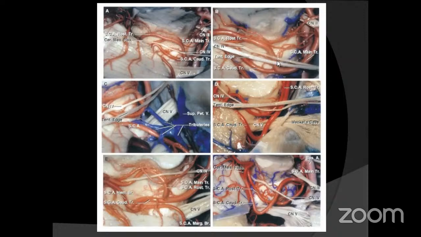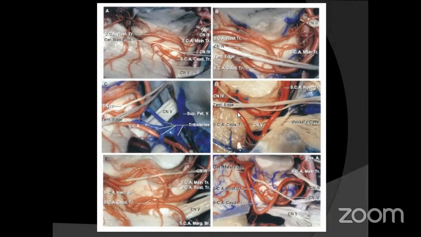Again, a similar diagram showing the association of the SCA, division into a rostral trunk and a caudal trunk. Here we can see the asymmetrical trunks. The rostral trunk is a thicker or predominant trunk. We can see cranial nerve 4 associated with it and the tentorium on its lateral edge. Now here a thing to appreciate is the close association of the PCA that will be present somewhere here and the basilar veins to the S2 segment of the SCA, and the association of the caudal trunk to cranial nerve 5.